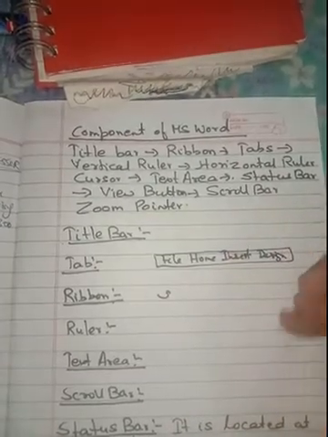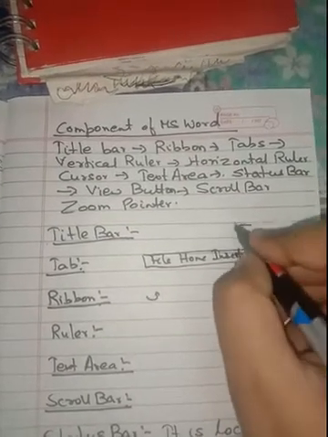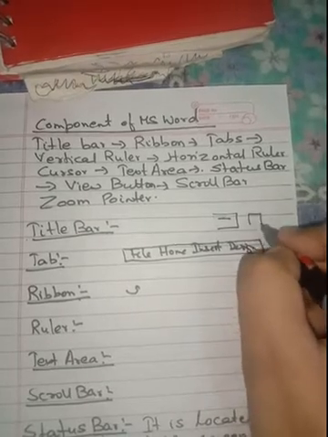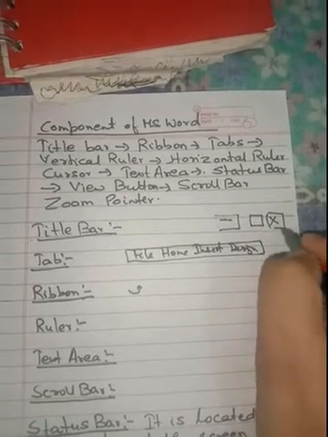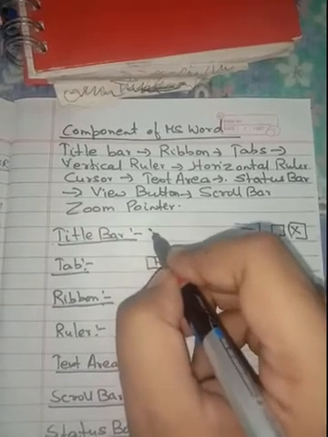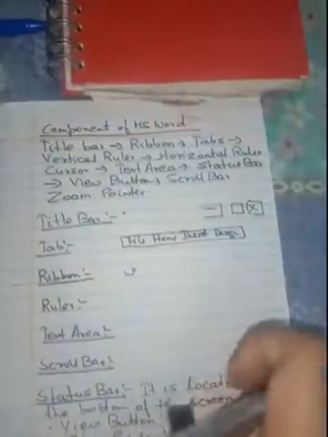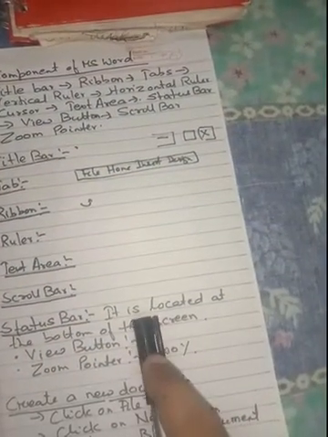On the right side we have the minimize button, then the maximize button, and then the close button. And on the left side we have the quick access toolbar. What does the quick access toolbar contain? The quick access toolbar mostly contains commands like undo, redo, save, etc.